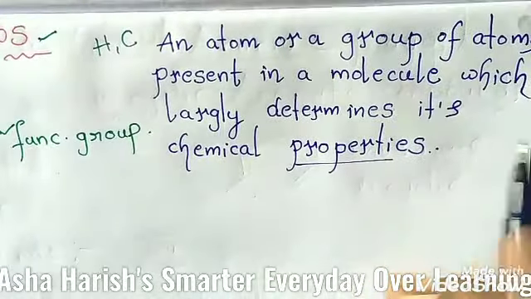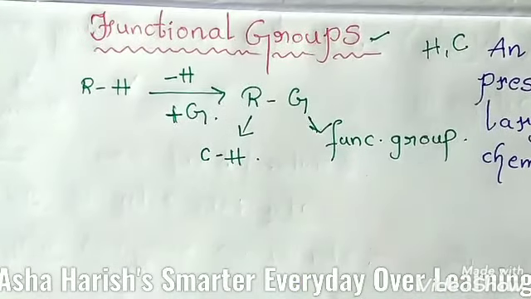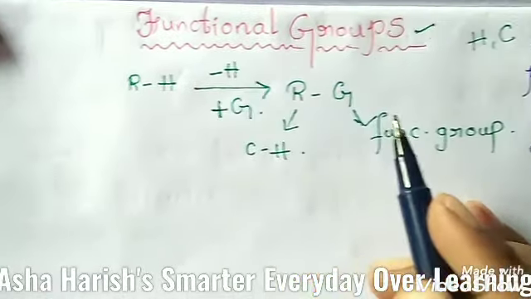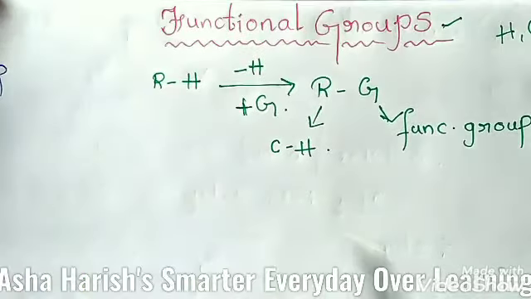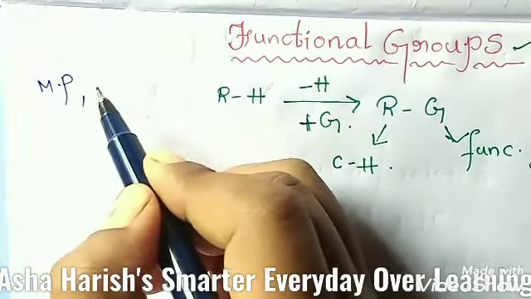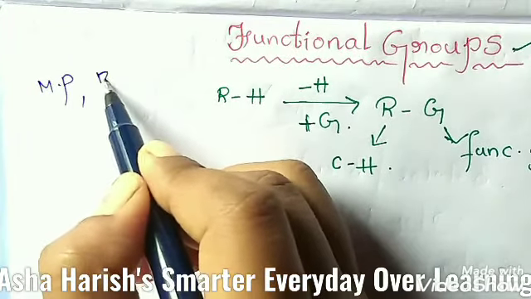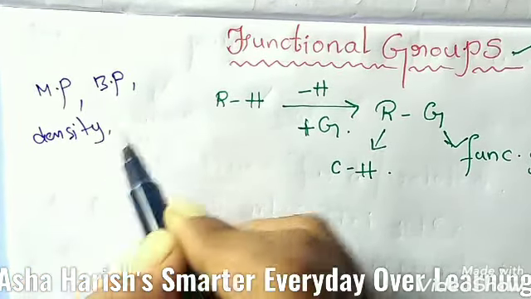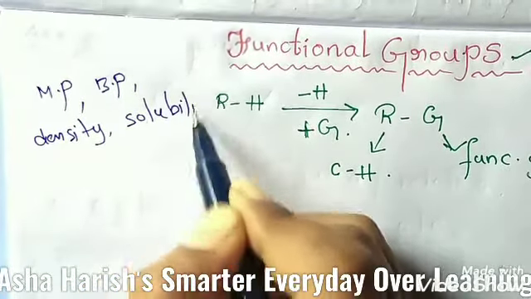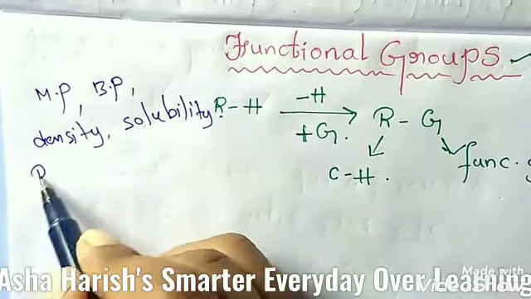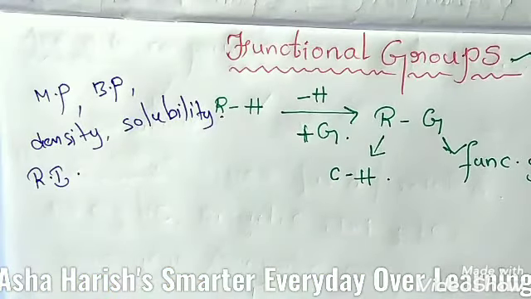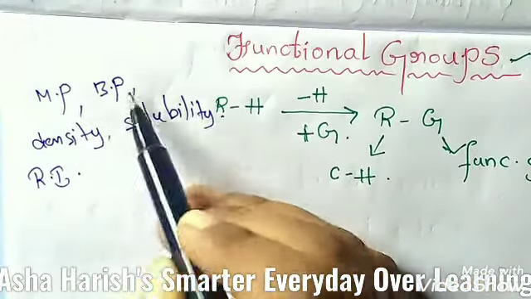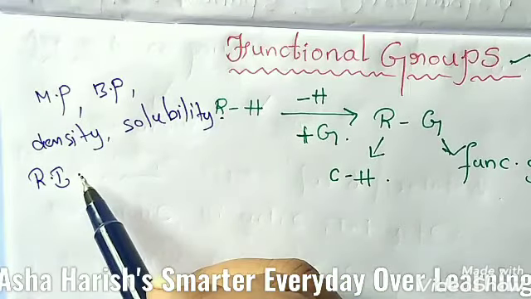And the remaining part of the molecule, that is R, mainly affects the physical properties, such as melting point, boiling point, density, solubility and refractive index. The remaining part, R, mainly affects all of these physical properties: melting point, boiling point, density, solubility, and the refractive index.